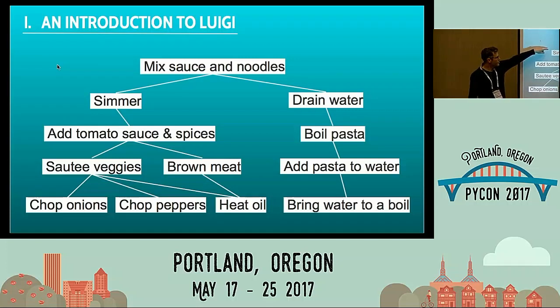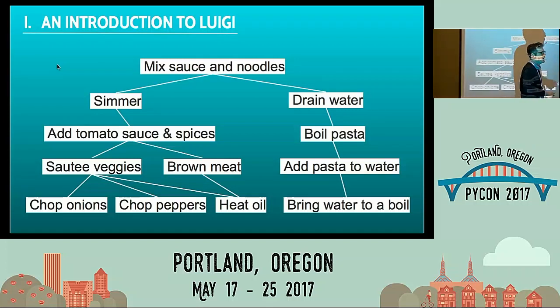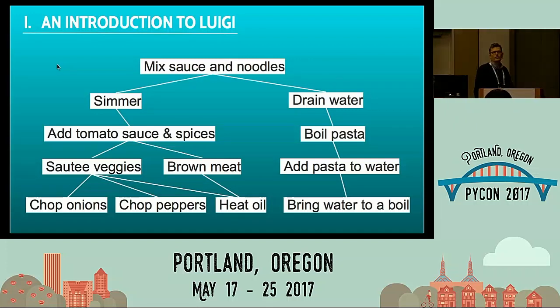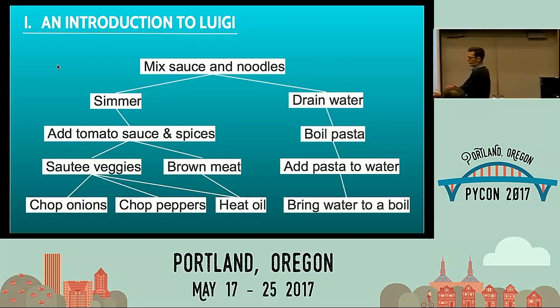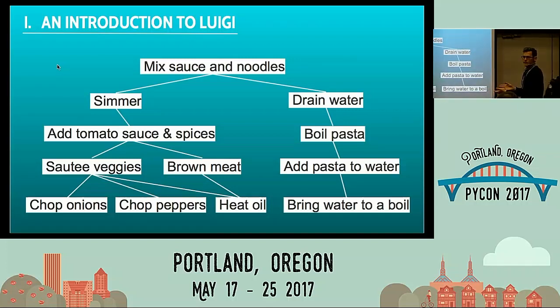You can also see that there are some common dependencies with some of this stuff. For example, heating oil is something, if you make a spaghetti sauce with vegetables and meat in it, that is common to both of those tasks, right? So you could consider that a shared dependency here. So that's essentially how you think about running jobs when you're using Luigi. It's a bunch of discrete tasks that you create dependencies between, right? So if bringing water to a boil was one Luigi task, then adding pasta to the water would be another Luigi task, and you would set up a dependency relationship between those.